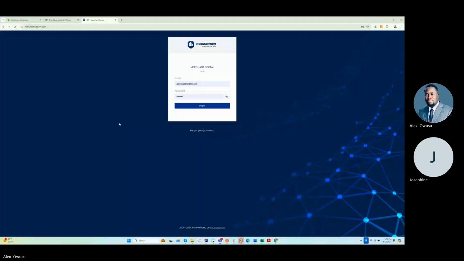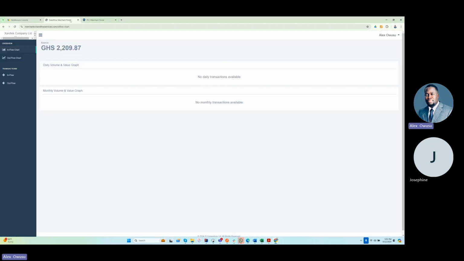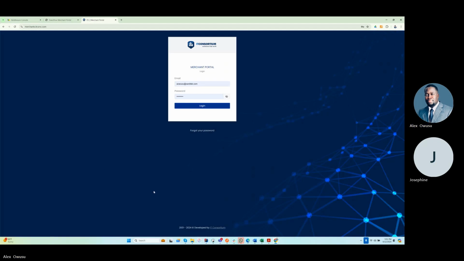Right, so I think we're basically talking through the partners platform, right? So basically, they have two platforms. I think this will be their platform that we'll be using.